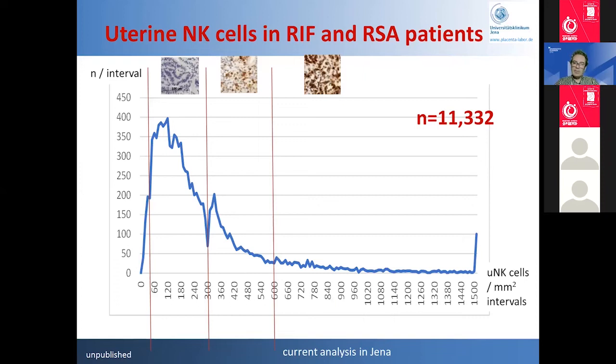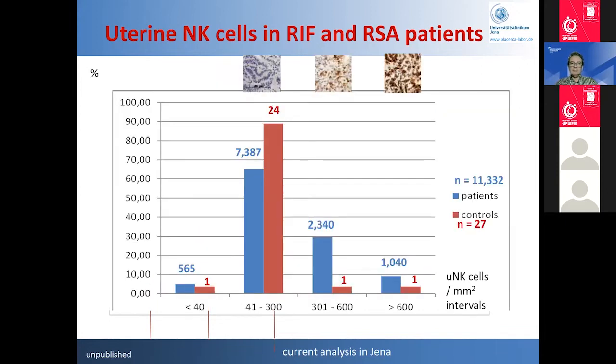So this is the distribution. This is the number of samples in a certain interval of cases. So this shows here from 40 to 300 NK cells, and this is in steps of 10. And you see most samples are here. Then it's going down, and we have patients with up to 1,500 NK cells per square millimeter. This is the distribution currently.